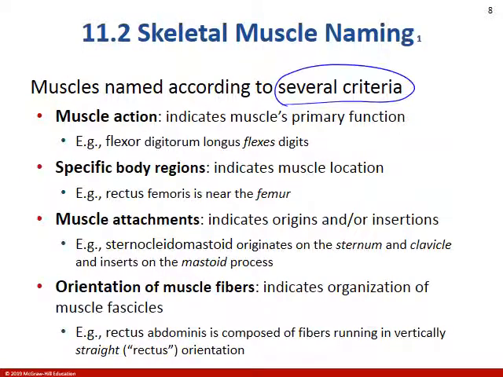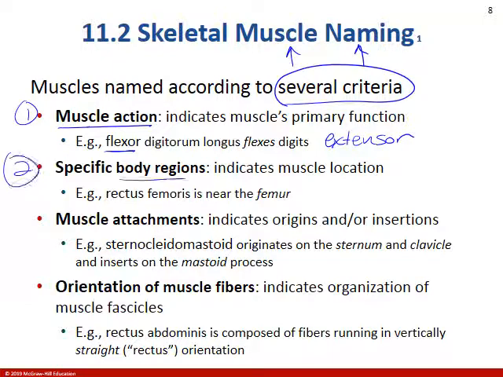Sometimes understanding the criteria for muscle naming will help you learn the names more quickly. So first we have muscles named after muscle action. You can see in this example, flexor digitorum. It probably has something to do with flexion, right? What if you had the term extensor digitorum? Again, it probably has something to do with that action, extension, right?